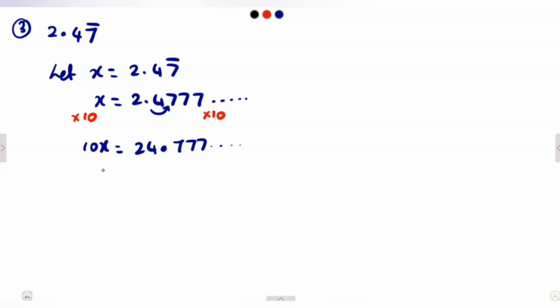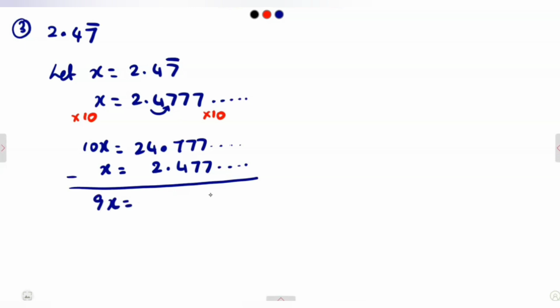And bring our original number x here, write it under this, and subtract: 2.477 and so on. Now subtract. So 10x minus x is 9x, which is equal to this side 0.0. Here after the point you have a digit: 7 minus 4 is 3, and 4 minus 2 is 2, and write 2 here. So these two zeros have no value. So x is equal to 22.3 by 9. To remove this point, what can I do?